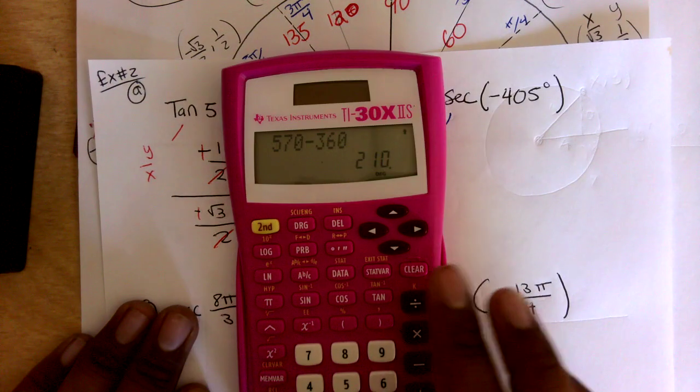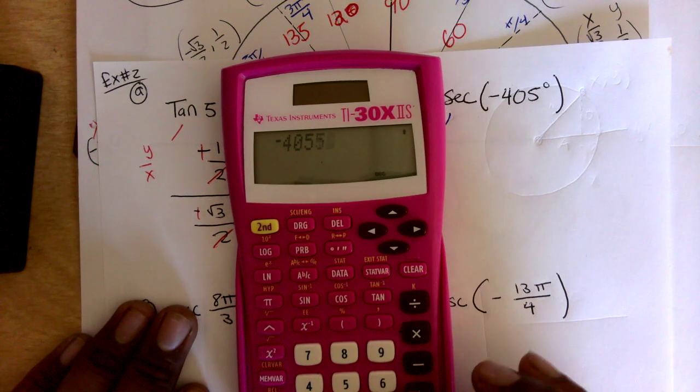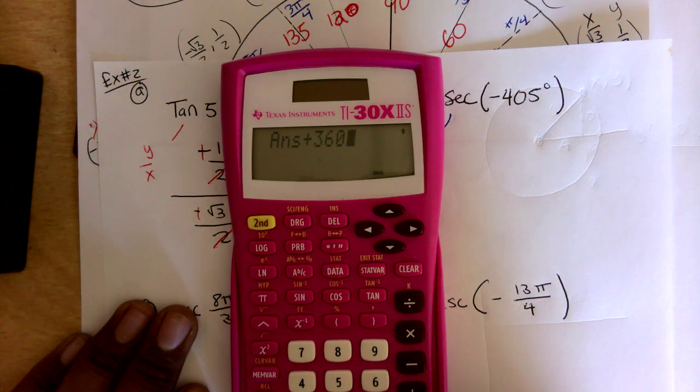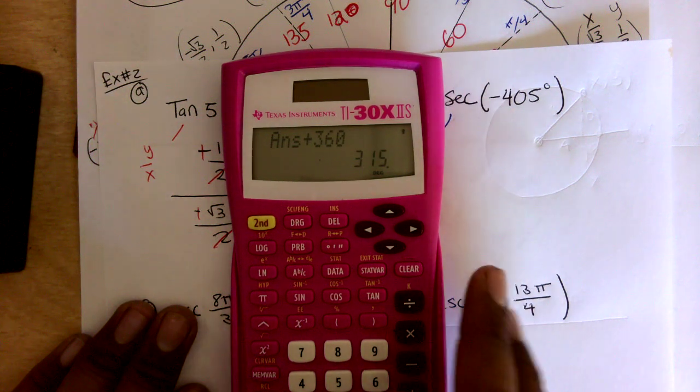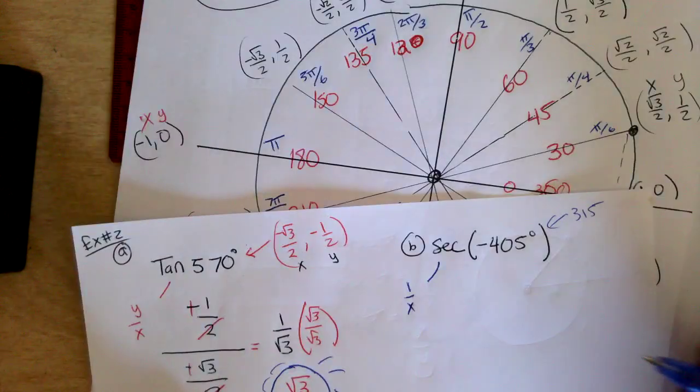What about negative 405? Again, we can just keep adding 360. Still have a negative angle here, so I'll add 360 one more time to find my reference. So 315. So I'm going to go to the angle basically like 315. Those are the same angles.